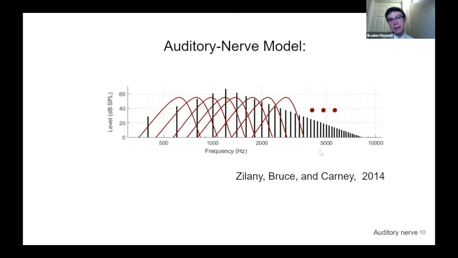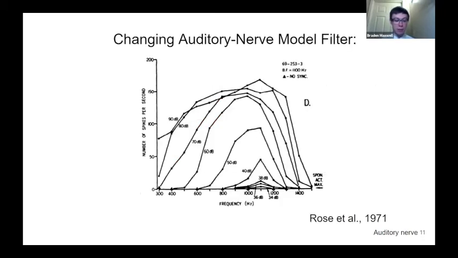For example, the filters here are asymmetrical. The higher ones are sensitive to wider ranges of frequencies in terms of hertz. But one especially relevant aspect of this model is that the filters realistically become much wider as the sound level increases. So here's an example of how this actually happens in the auditory nerve.